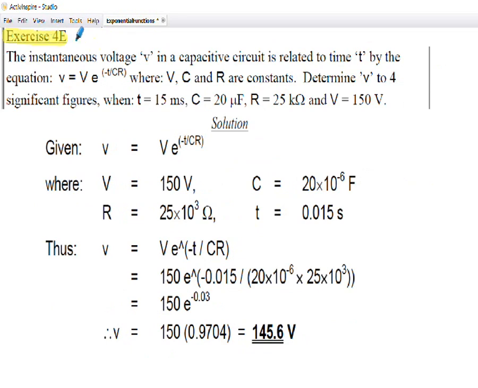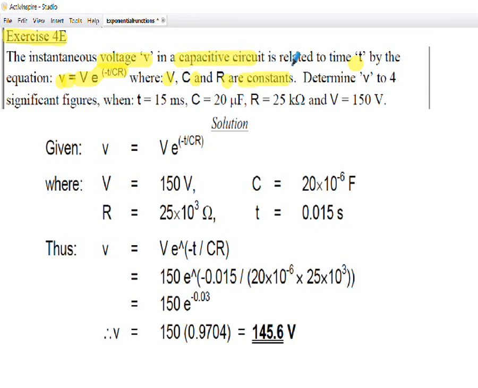Exercise 4E, another descriptive question. This time it's an electrical context. We're given the instantaneous voltage v, little v in this case, in a capacitive circuit related to time t, is given by the expression little v is equal to big V multiplied by e to the minus t divided by CR. So V, C and R are constants which we're going to be given.